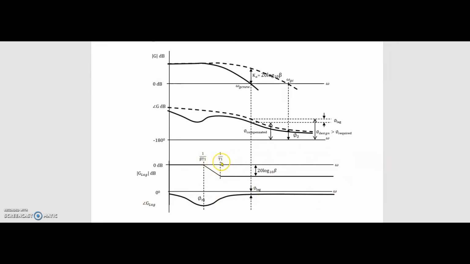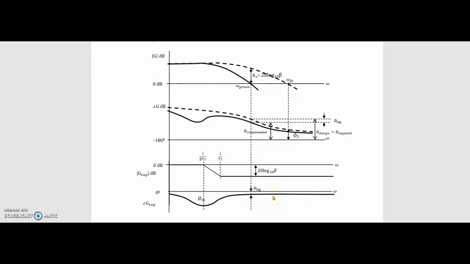So if you add lag compensator in cascade with the original system, shown with this dotted line, this much gain will be dropped. If this is 20 log beta, then that is the attenuation. That means how much the gain is dropped. The gain will be dropped by an amount 20 log beta. Here the drop will be small. As you can see, here gain is less negative, here gain is more negative. So here the drop will be small and then the drop will be large.